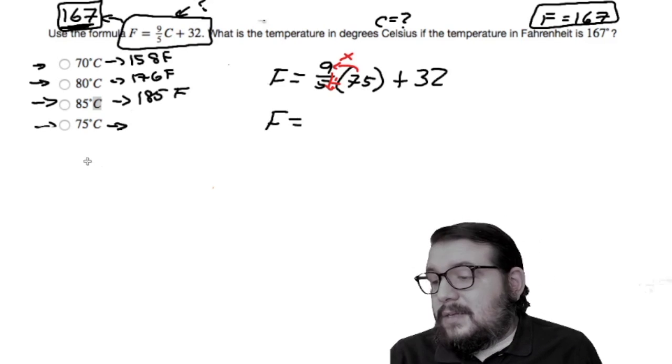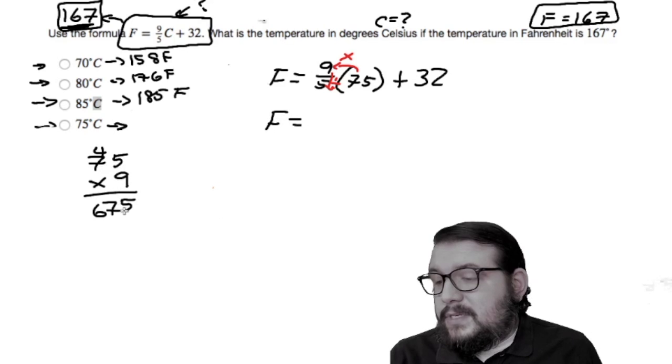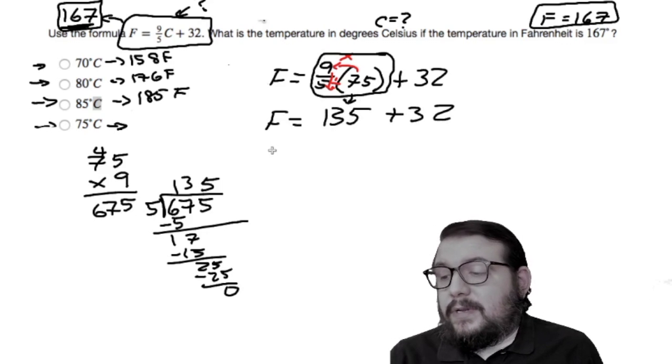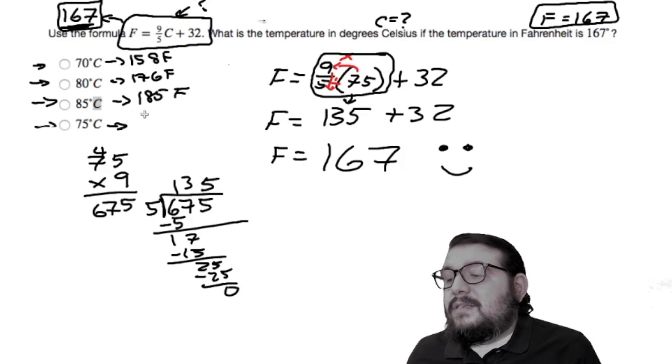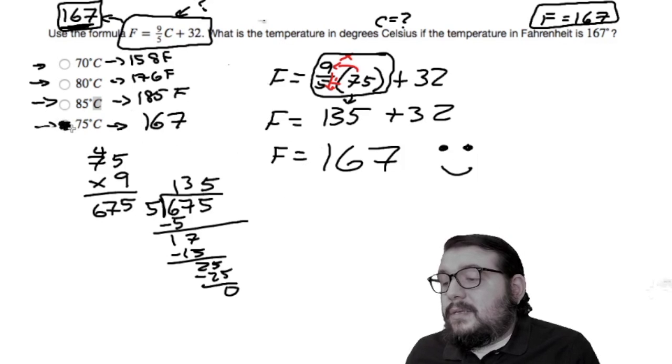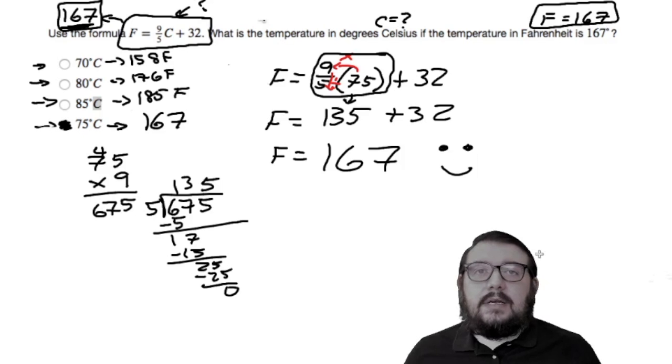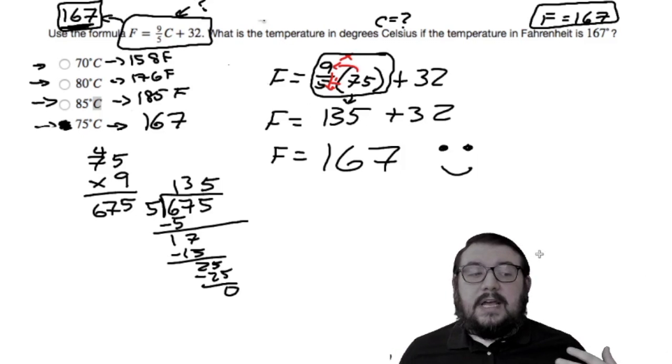75 is my input. 75 times 9, 675. 675 divided by 5 equals 135. Add the 32. 167. So it was choice D. Okay, so there you go. That is the method for doing this. As long as it's an input and output problem, that will work for not just Fahrenheit and Celsius, that will work for many different types of problems.